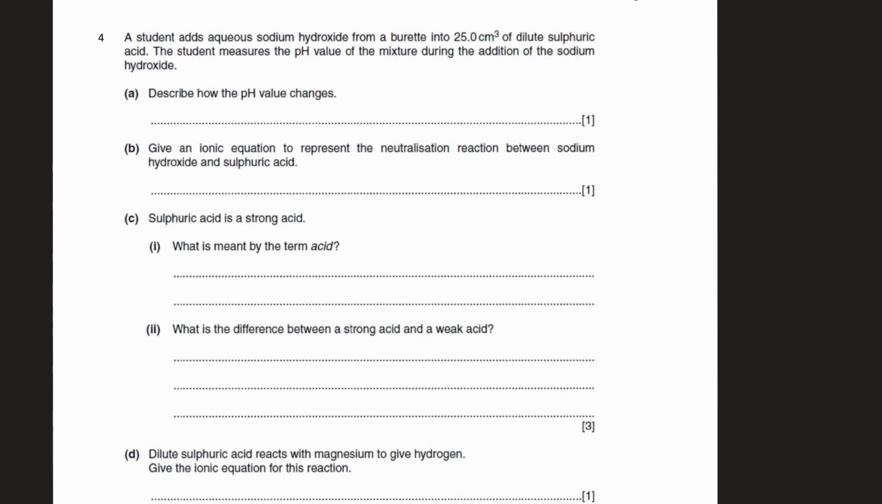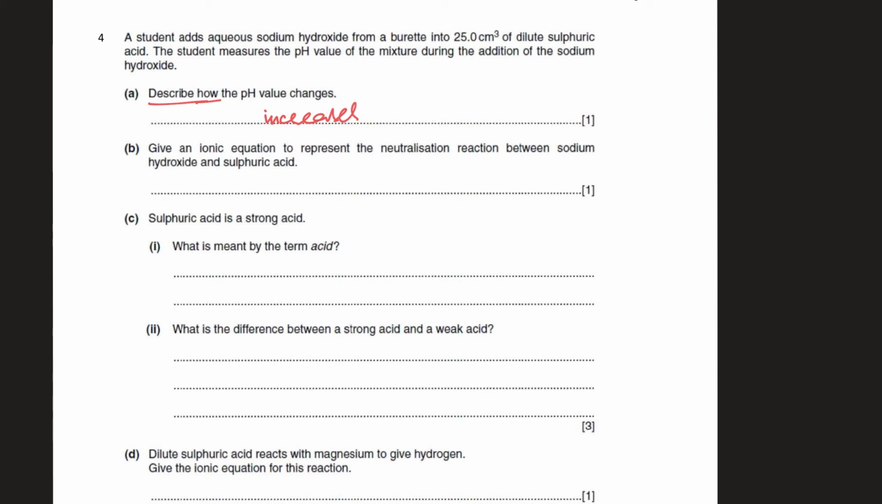A student adds aqueous sodium hydroxide from a burette into 25 cm³ of dilute sulfuric acid. The student measures the pH value of the mixture during the addition of sodium hydroxide. Describe how the pH value changes. Now, because you're adding a base, a strong base, to an acid, a strong acid, while you do not know the exact values, you can still say how it changes and you have to describe it. So by qualitative description, we can say it increases, and that's good enough.